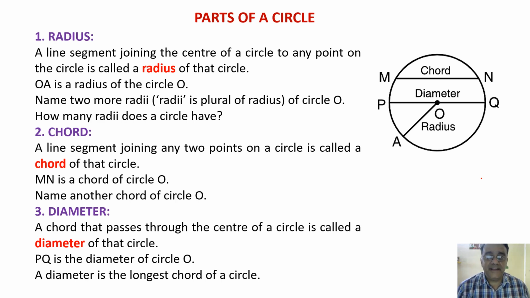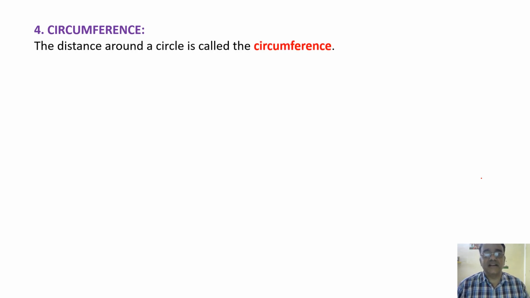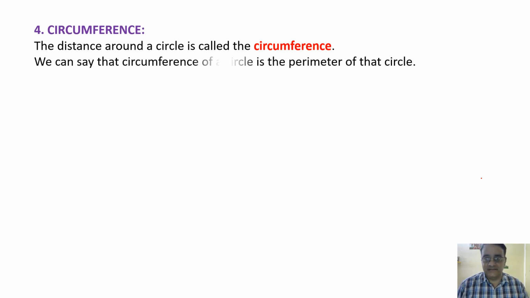Next topic. The next part is circumference. The distance around a circle. If there is a circular park, and we go around it and calculate the distance around the circle, that distance is called the circumference. It is also known as the perimeter of a circle. The distance around a circle is called the circumference.